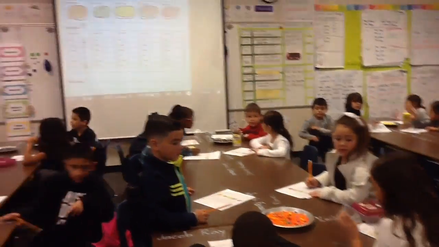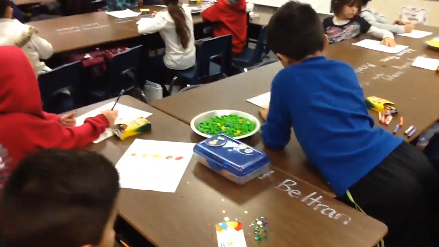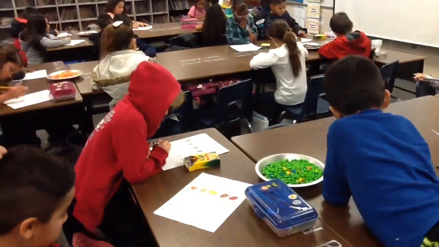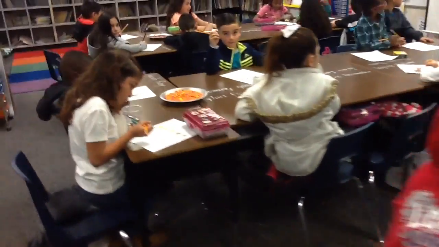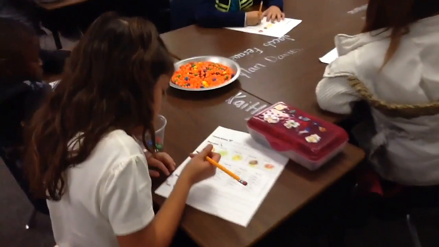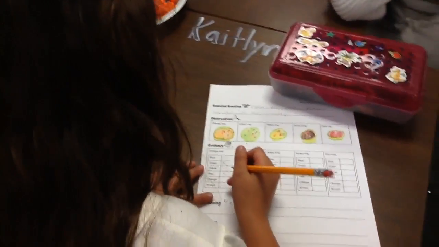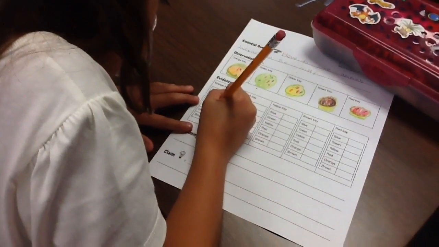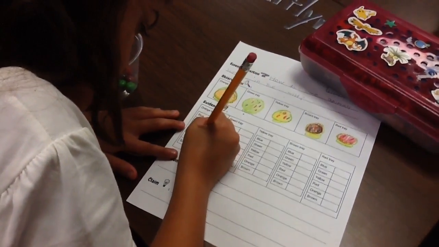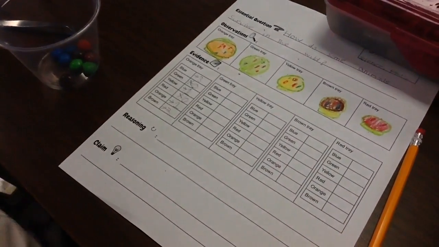Good job. Okay, who has the green tray? Okay, how many yellow animals did you get? 0. How many red animals did you get? 2. Actually, those are orange, so I don't see any red in yours. 0. Put a 0. How many orange animals did you get? 2. Those ones are orange. I know the screen makes them look straight. And how many brown animals did you get? 4.